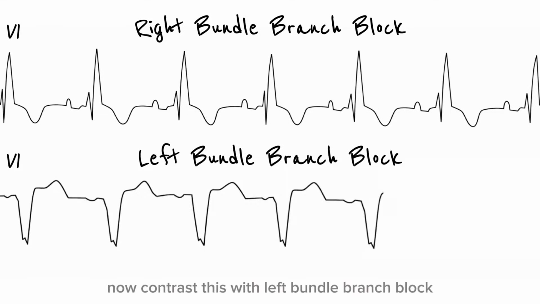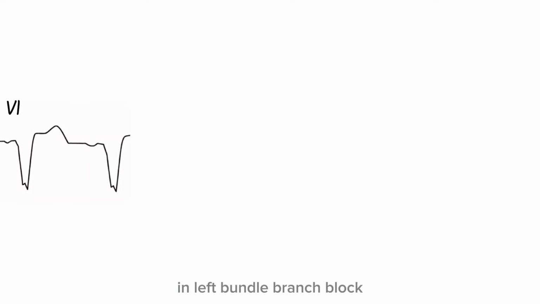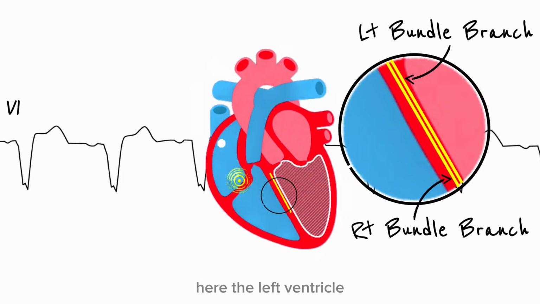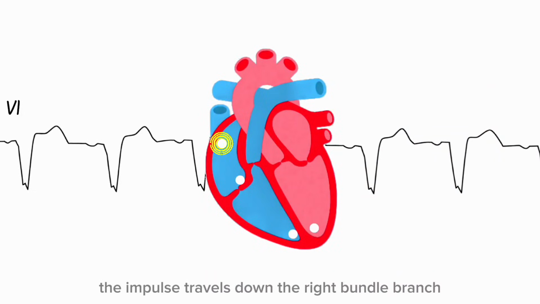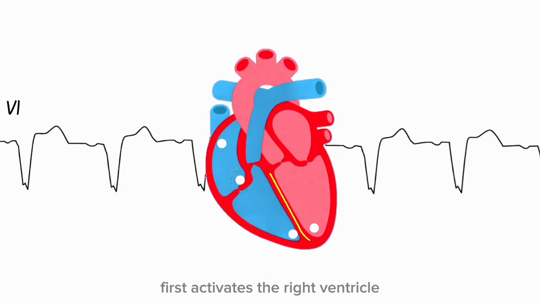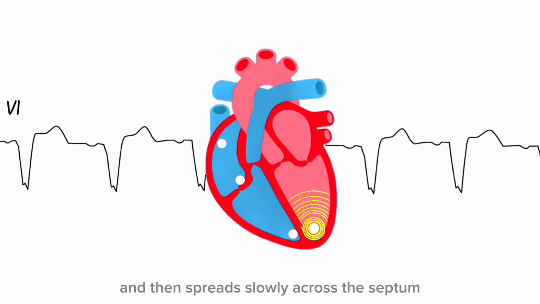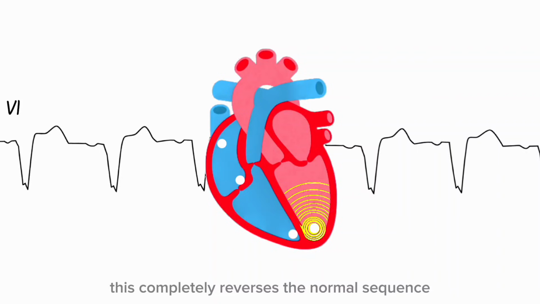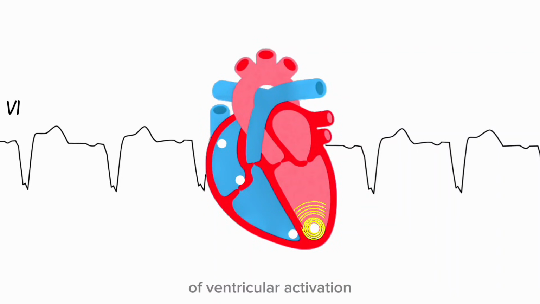Now contrast this with left bundle branch block. In left bundle branch block, the situation is far more serious. Here, the left ventricle, the main pumping chamber of the heart, is the one that is activated late. The impulse travels down the right bundle branch first, activates the right ventricle, and then spreads slowly across the septum to the left ventricle. This completely reverses the normal sequence of ventricular activation.